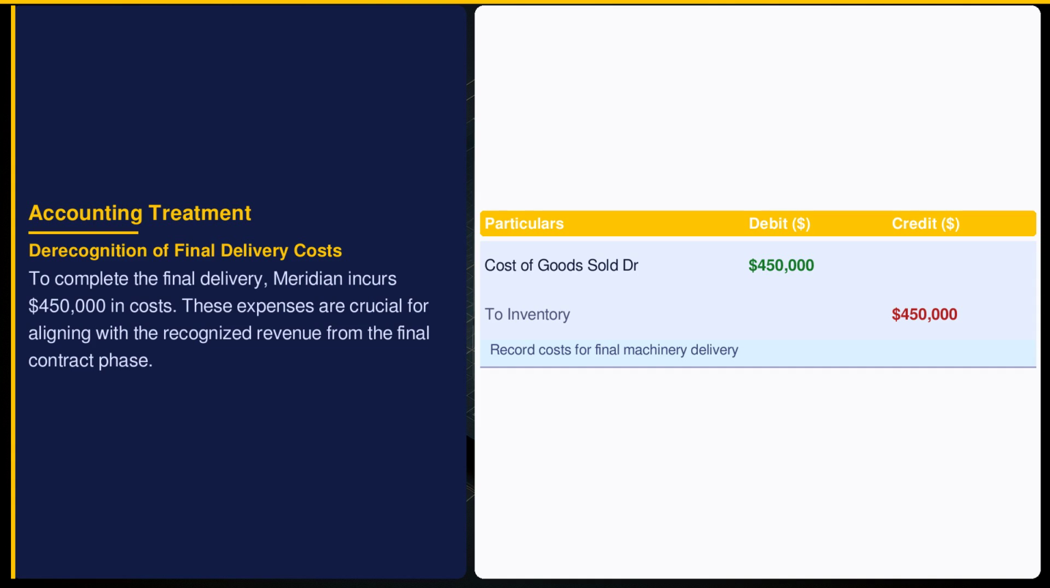By derecognizing inventory, Meridian adheres to ASC 606's matching principle, ensuring that costs incurred align with the recognized revenue, providing a transparent view of the company's profitability and cost management.